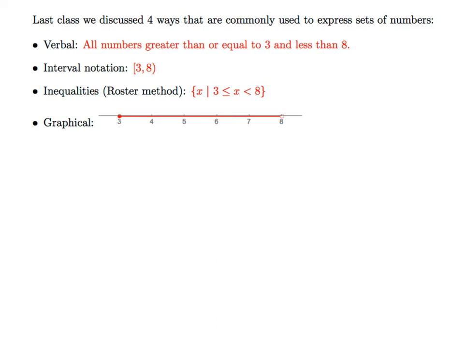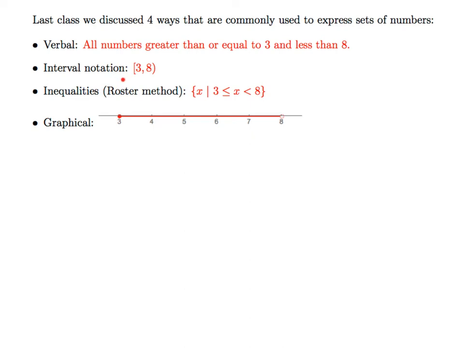In mathematics, it's fairly common for us to want to describe sets of numbers, for example, the set of all inputs in a function or the set of all outputs that come out of a function. And last class we talked about 4 ways that are commonly used to do this. Verbally is something that we are all familiar with, and that would be to just describe the set in words, such as all numbers greater than or equal to 3, less than 8.